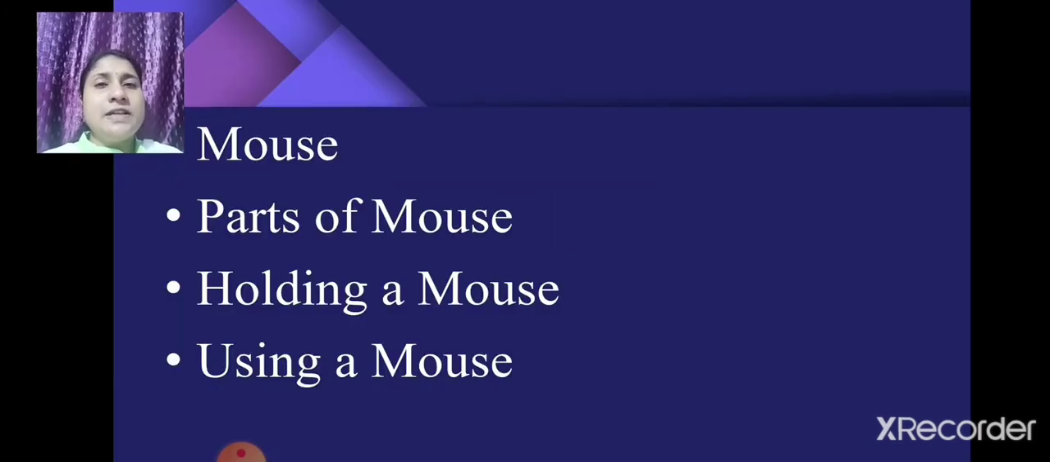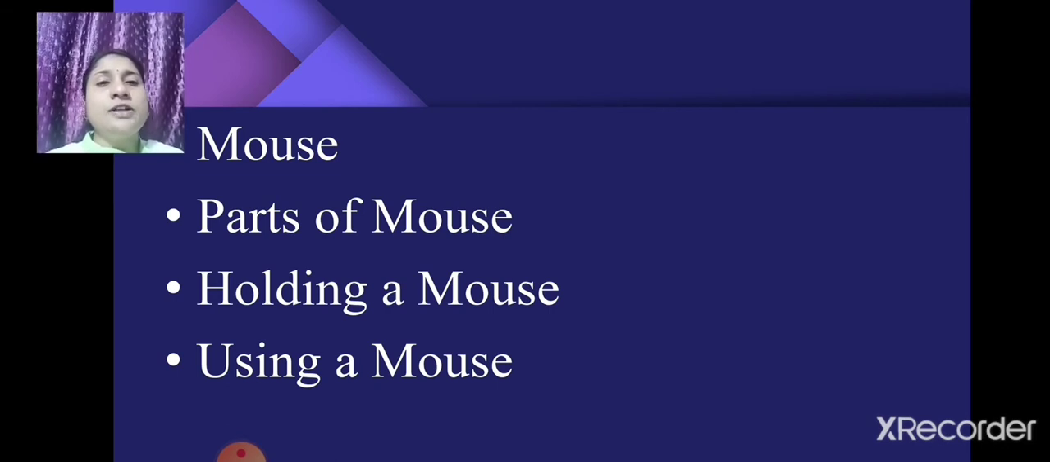So in the previous class we have learned about what is a mouse, parts of a mouse, holding a mouse and using a mouse. In mouse we have learned that mouse is a pointing device. We also learned mouse is used to draw and paint. We also saw the parts of the mouse, that it has two buttons: one is the left mouse button and the other is the right mouse button. Then we also learned that it has a scroll wheel on it.